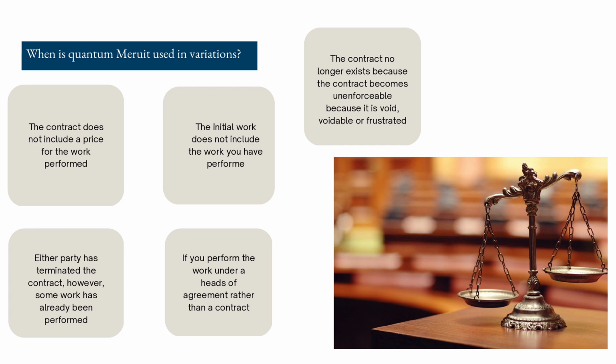When is a quantum meruit used in a variation? Firstly, when the contract does not include a price for the work performed. Secondly, when the initial work does not include the work that has been performed. Thirdly, when the contract no longer exists because it has become unenforceable, being void, voidable, or frustrated. Then, when either party has terminated the contract, however some work has already been performed. And lastly, if you perform the work under a heads of agreement rather than a contract.